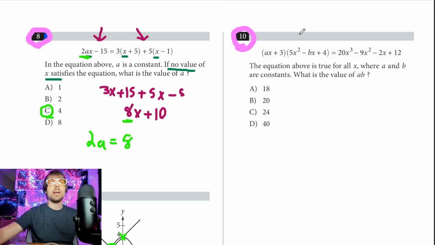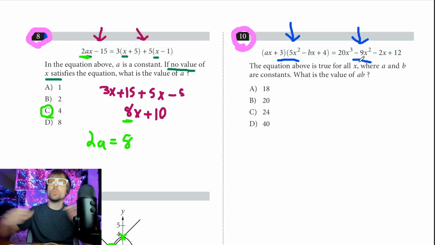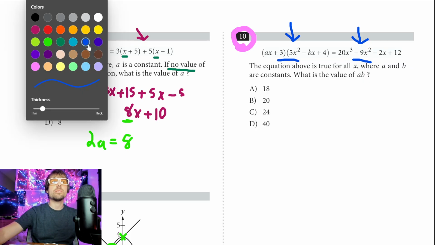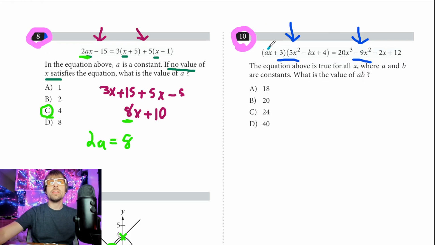Number 10, I see a factored form and an expanded form. And it's a little bit of a hint from the SAT makers. They like for you to expand your factored form and then set your x terms according to their exponent equal to the expanded form. So we'll kind of demonstrate how that happens. I start with foiling through. So we get 5a x to the third, and then minus ab x squared, and finally up top, plus 4ax.